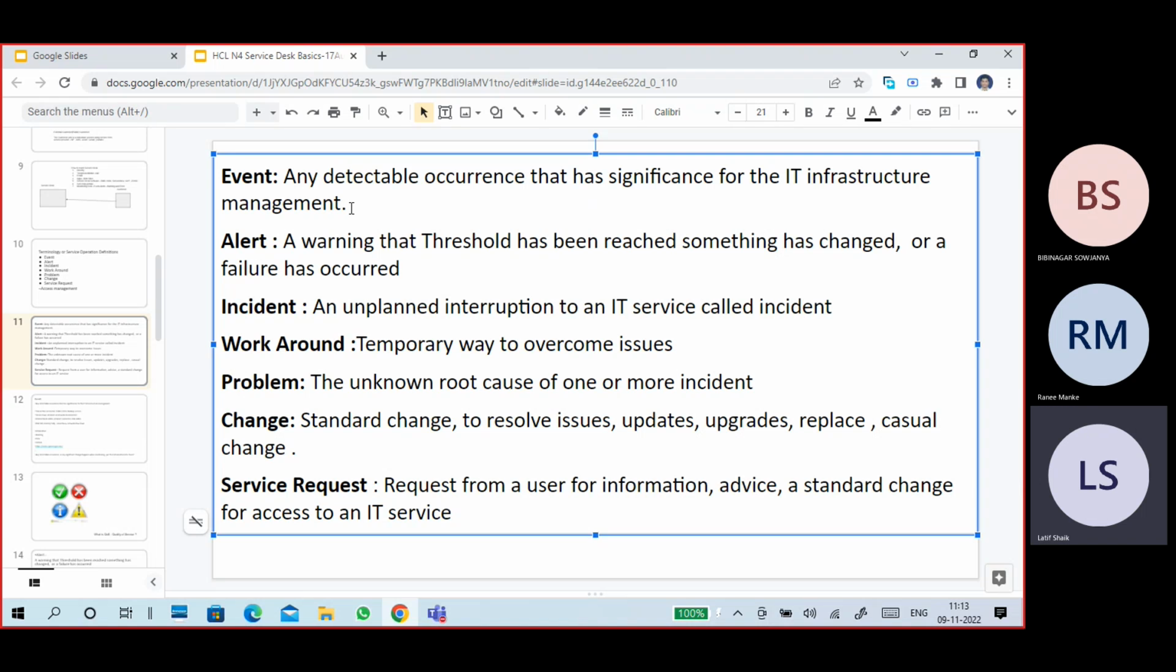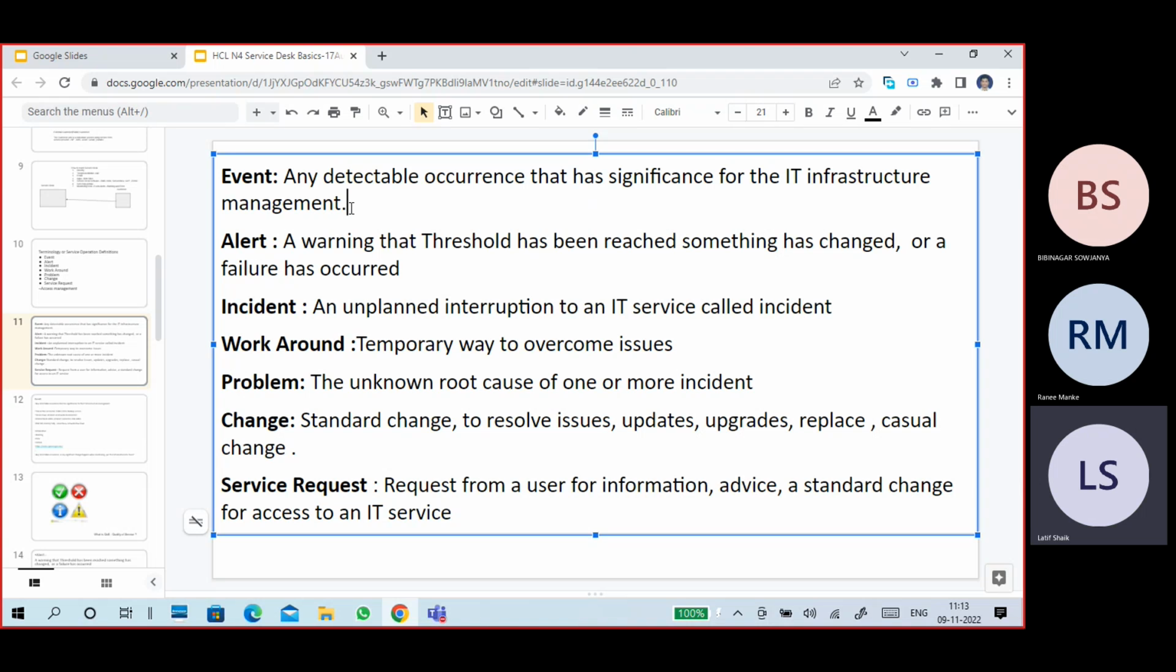Like your server is running, service is up and running. Or the server is running but the service is not running. That is an event, right? Server is down, or the server is very busy, with 90% CPU utilization. You just note these down in a place, and that is called an event.